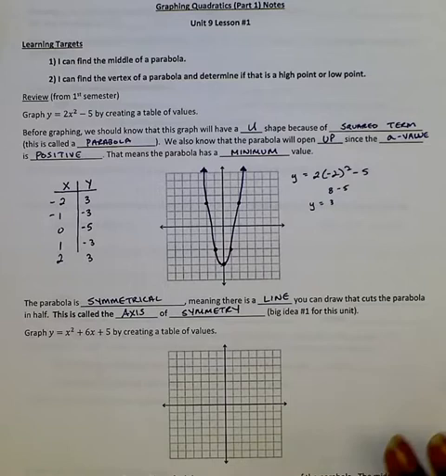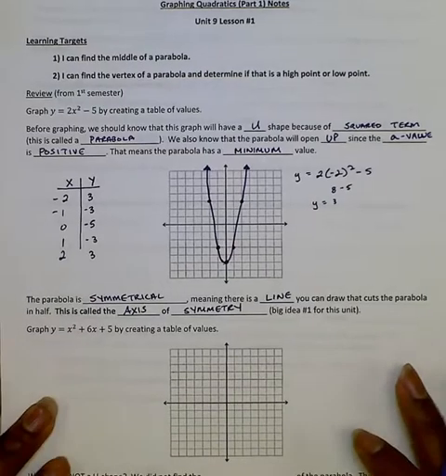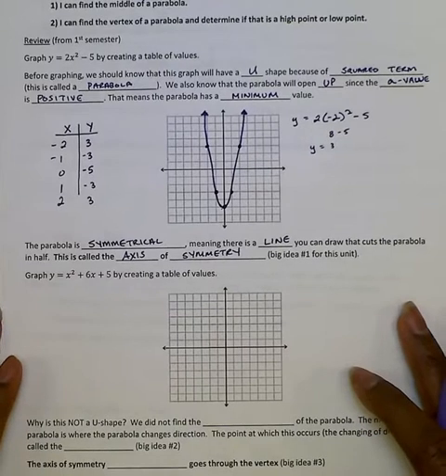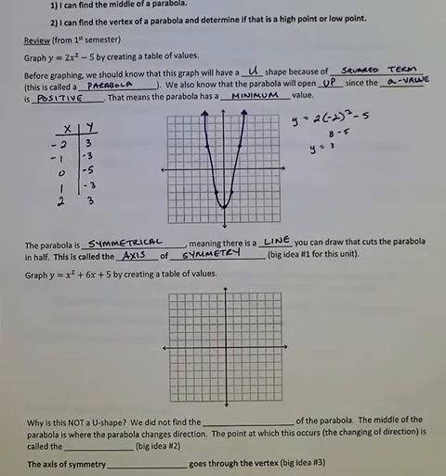So we did that in the first semester, graphing parabolas, being able to see what their characteristics are just by looking at the equation. And we're going to build on that in this chapter. So let's graph y = x² + 6x + 5 by creating a table of values.